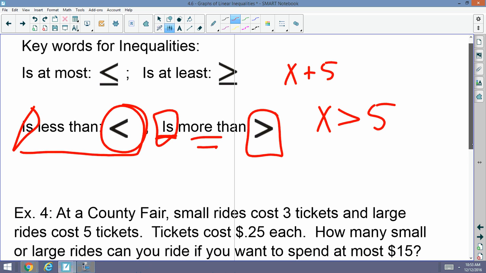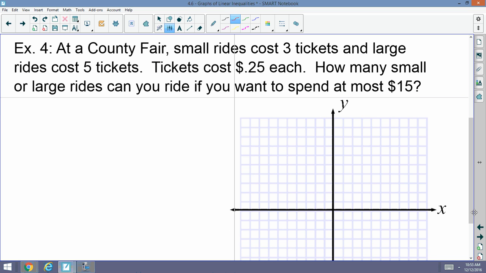All right, now watch the magic, guys. County fair. Okay, at a county fair, small rides cost three tickets, and large rides cost 5 tickets. Tickets cost 25 cents each. How many small or large rides can you ride if you want to spend at most $15? Well, label, label, label.